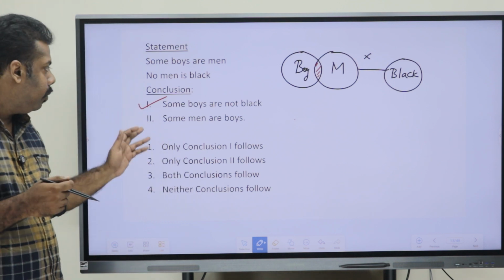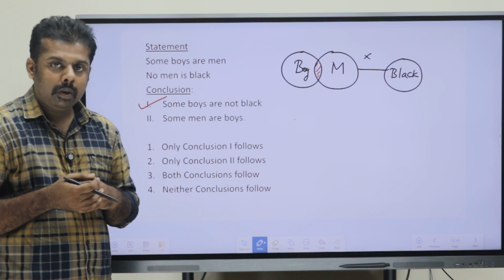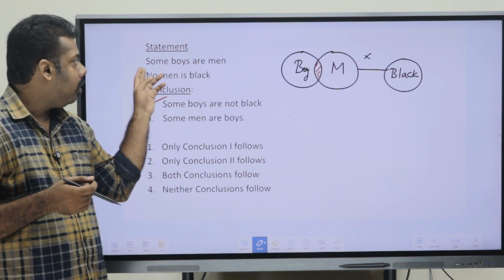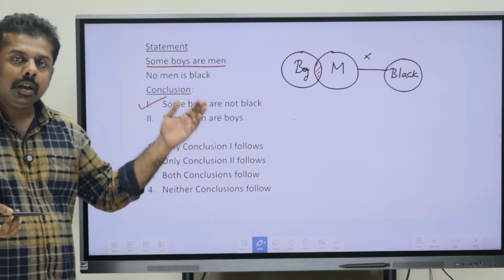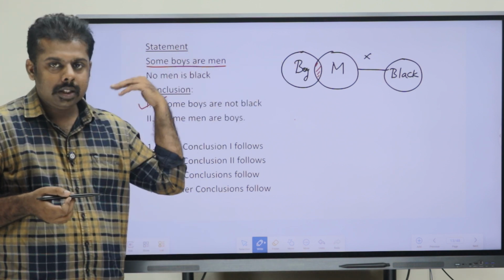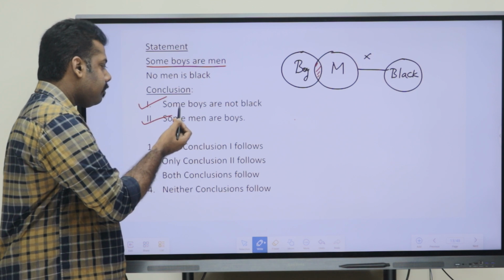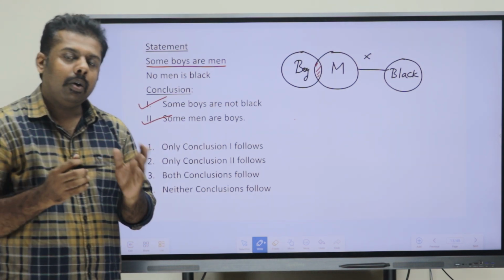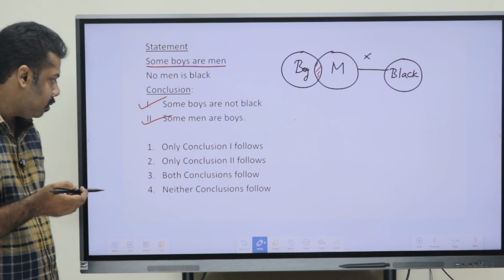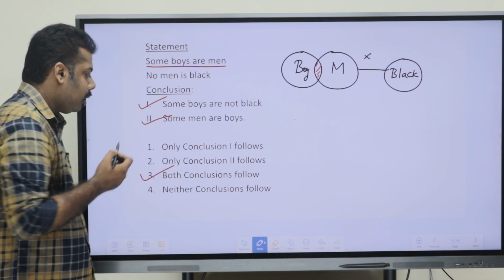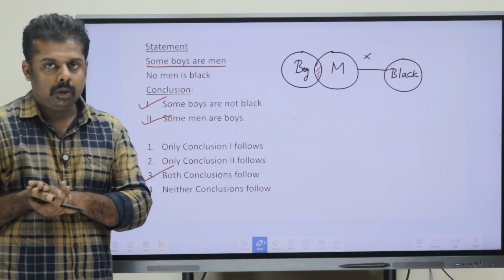Okay. Moving to the next conclusion, what does it say? Some men are boys. Is it right or wrong? Yes. As we know, they have already given in the statement that some boys are men. As we said, in case of some, the reverse case is always right. So we can say that "some men are boys" is the right conclusion. So here as well both are right. Which option can we mark? We can mark our answer as option 3, that both conclusions hold.